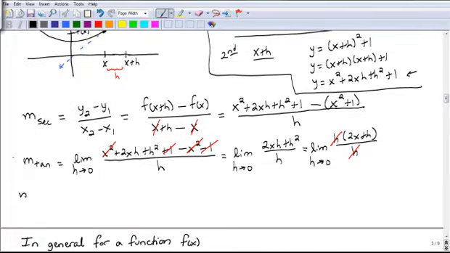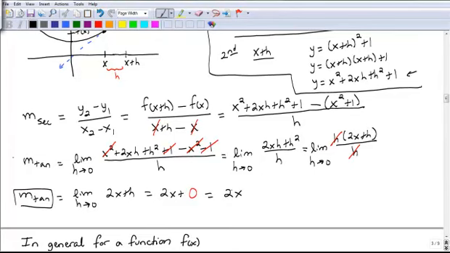So the slope of the tangent line turns out to be the limit as h goes to 0 of 2x plus h, which is 2x plus 0, because now I can put in 0 for h, because there's no 0 in the bottom of a fraction. I simplified. And it works out to be 2x. The slope of the tangent line is 2x.